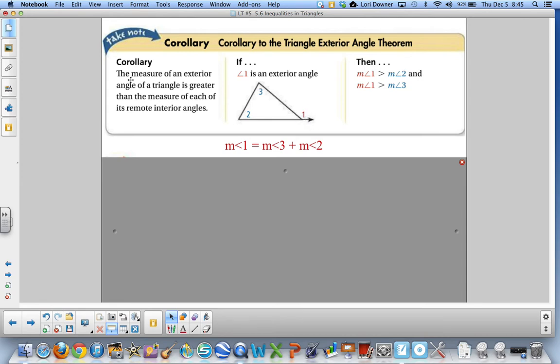Now the corollary says that the measure of an exterior angle of a triangle has to be greater than these individual angles inside. So if angle 1 is an exterior angle, then angle 1 is greater than angle 2, and angle 1 is greater than angle 3. Pause the movie, add this to your purple sheet, press play when you're finished.